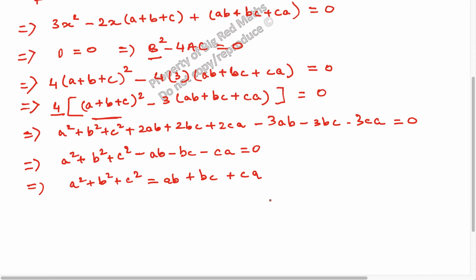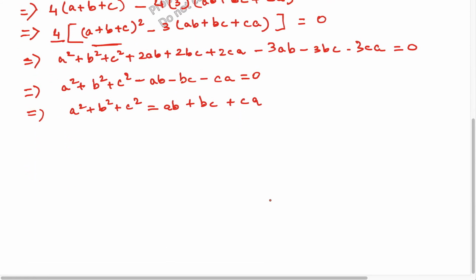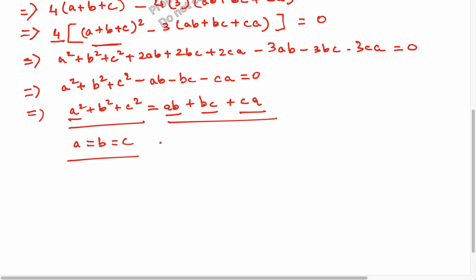Now you see these two sides, the LHS and the RHS, are very symmetrical. Now a square could be equal to ab, or to bc, or to ca. Similarly, the other terms could be equal, and these equalities are possible only and only if a equal to b equal to c. This symmetrical equation will only have a solution if a equal to b equal to c. Otherwise, this symmetrical possibility is impossible.